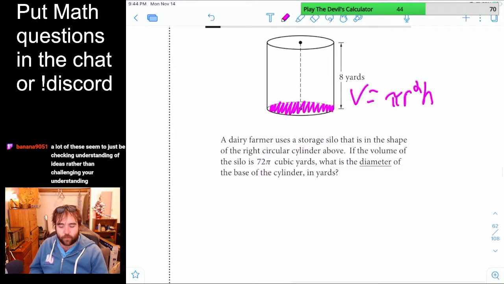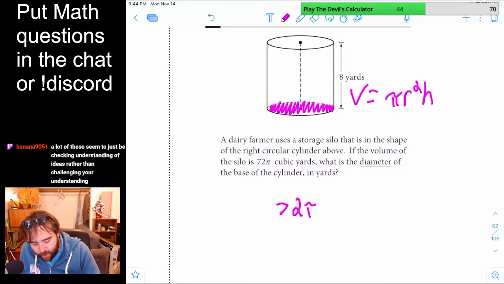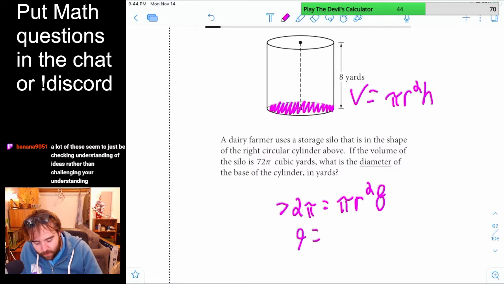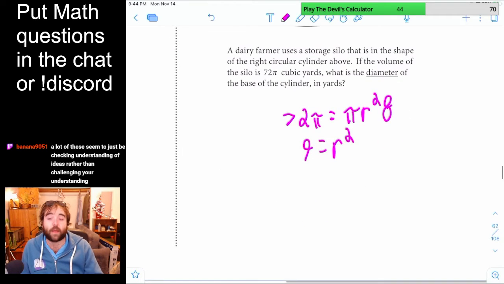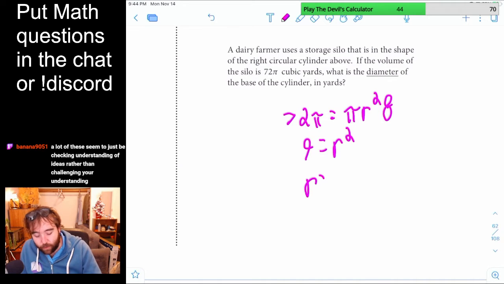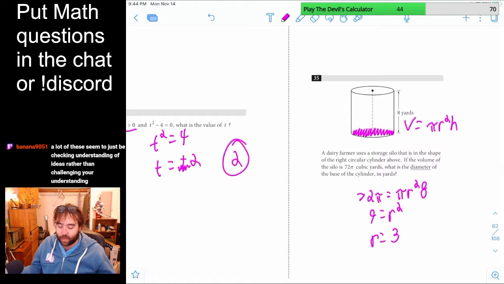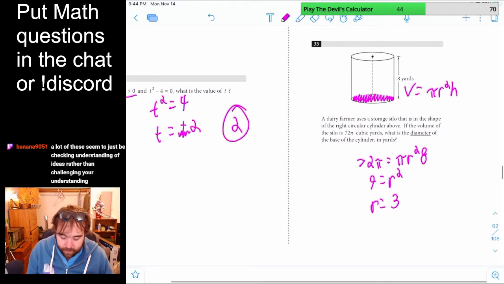But now that we know the formula for the volume of a cylinder, we can just plug this into the formula and say that 72 pi is equal to pi r squared times the height, which they tell us is 8. And now all we have to do is solve for r squared. So how do you solve for r squared now? We just got to divide by pi, divide by 8. So we get that 9 equals r squared. And now we square root both sides. And I would do plus or minus, but we're talking about length here. So we can't really have a negative length. But there we go. r equals 3.